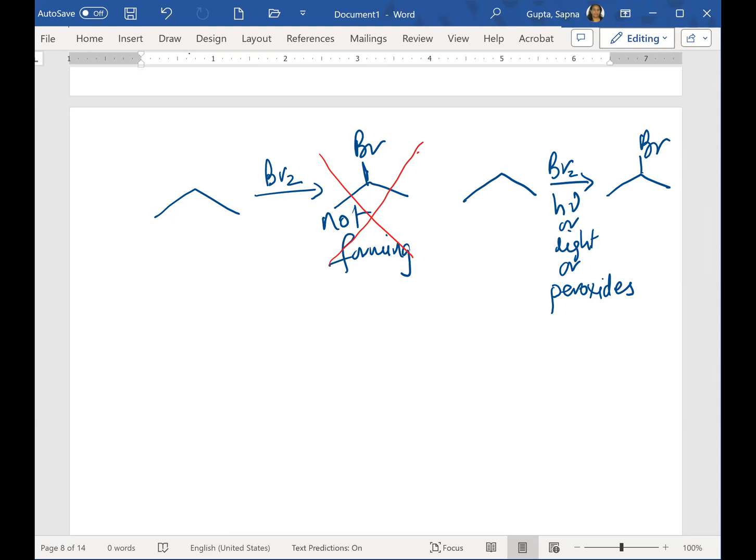Peroxides are also used as initiators. Okay, and sometimes that is why you see peroxides in there. They're very easy to break.